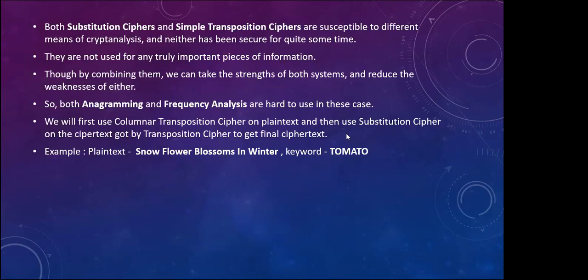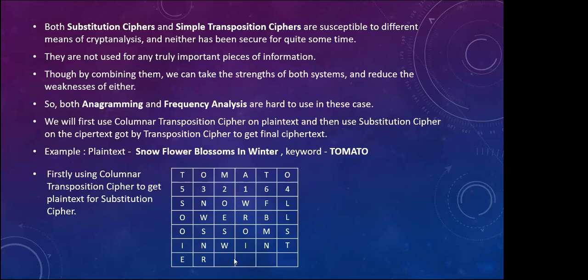and the keyword would be tomato. Using this we will encrypt it using columnar transposition first. We will leave the blank spaces as they are instead of filling them with x, to make it more secure, and then we will use the columnar cipher on this and get the plain text for our substitution cipher, which we will substitute with different letters.